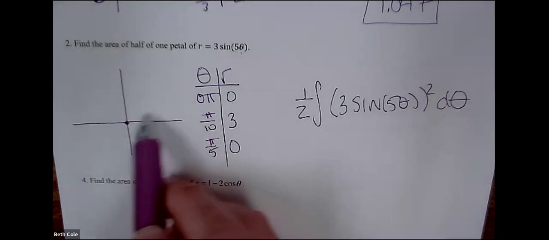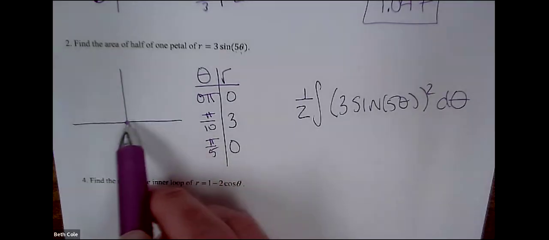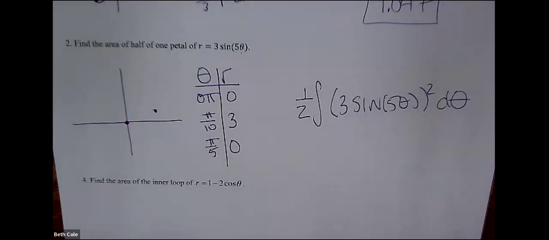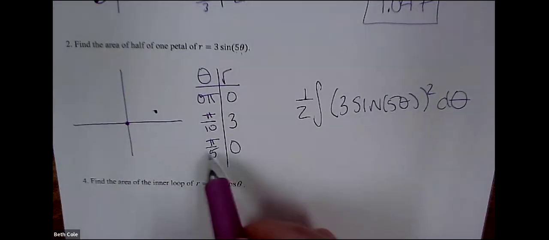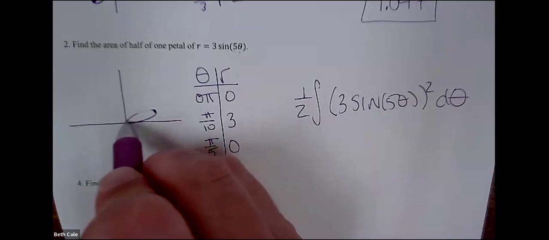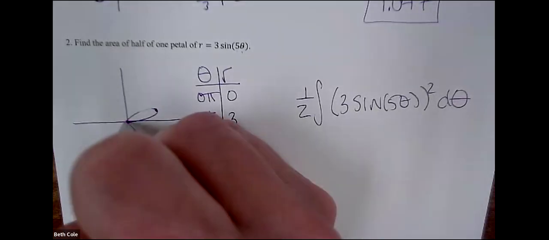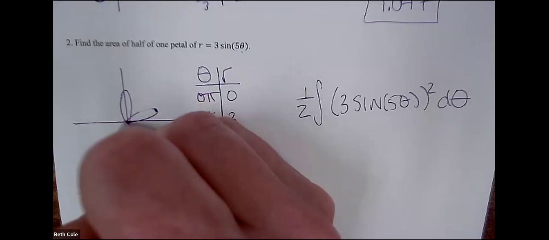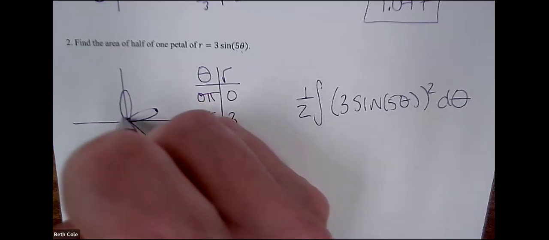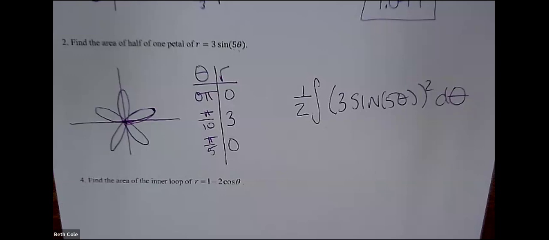Pi over 10 is going to be like here-ish, like somewhere very small in the first quadrant, out to 3. And then pi over 5 puts us back to 0. So that's 1 petal. And in fact, you don't have to draw the other ones. For the sake of being thorough, you're going to get one that's down here, one that goes straight up, one in the 4th quadrant, and one in the 3rd quadrant. It looks kind of like a starfish. If you don't even want to draw all that, you don't have to, because we only need 1 petal.